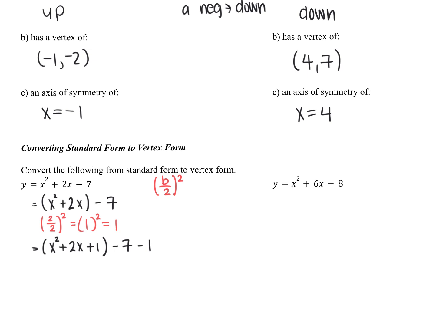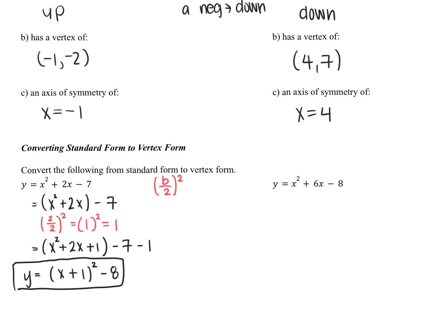Now, the quadratic that I have in my parentheses is a perfect square. So x squared plus 2x plus 1 is going to factor as (x plus 1) squared. And then I do -7 minus 1, and it gives me -8. So I have the equation y equals (x plus 1) squared minus 8, and that is the vertex form of my equation. Now, similar to when we did completing the square, I can really only use this method if the number in front of my x squared term is 1. Otherwise, I have to do a little bit more work in order to convert it to vertex form.